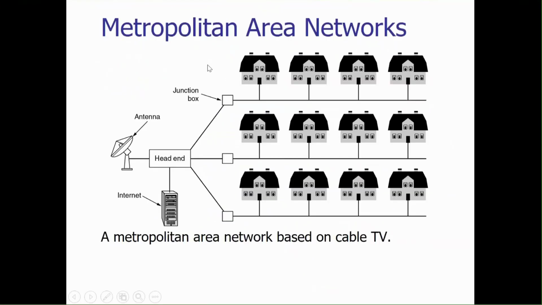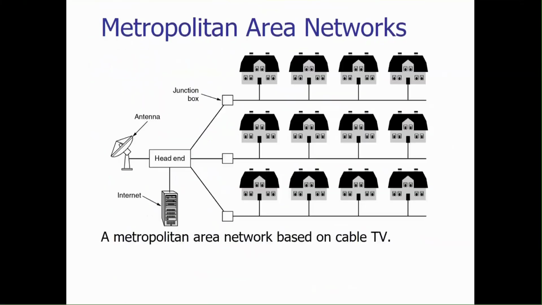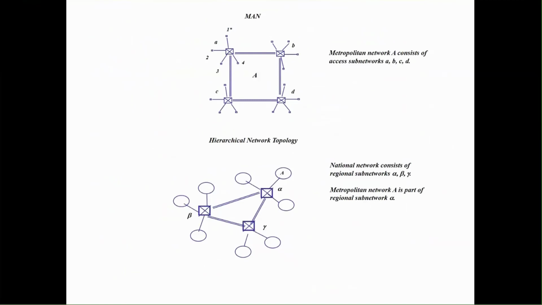Again, one more time, a metropolitan network still doesn't have any switches. Of course, it's a bit slower than a LAN because it's a bit bigger. It's not as fast as a LAN. We still don't have switches because this is where we talk about WANs. Okay, these are examples of MAN networks where we draw them.